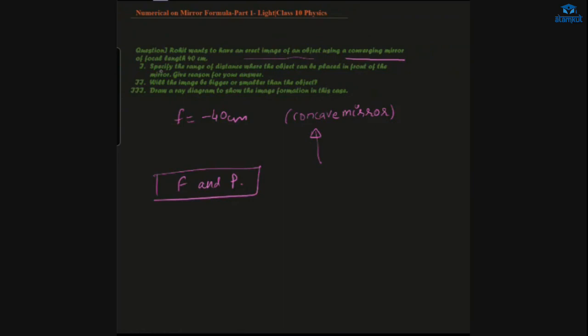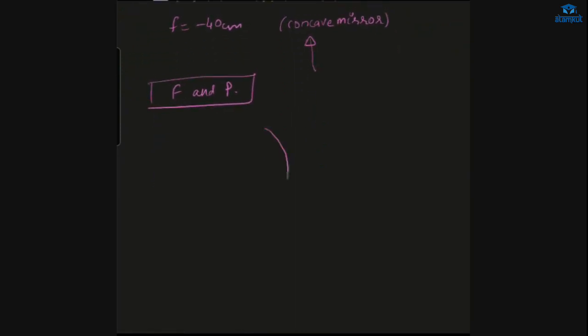Now what it's asking: specify the range of distance where the object can be placed in front of the mirror. So we have to specify the range of distance, not the fixed distance. If this is the concave mirror, this is the focus, and this is the center of curvature, the object should be placed between focus and pole, so that we get an image behind the mirror, and it should be erect. Erect means virtual; an erect image will always be virtual.